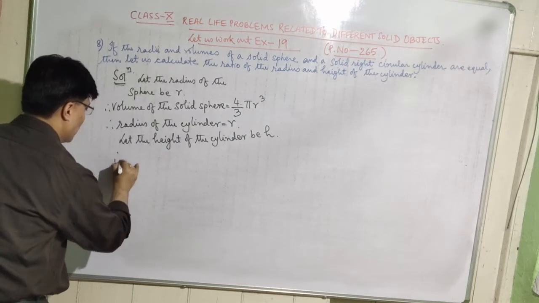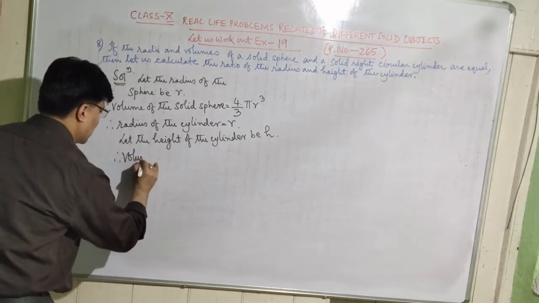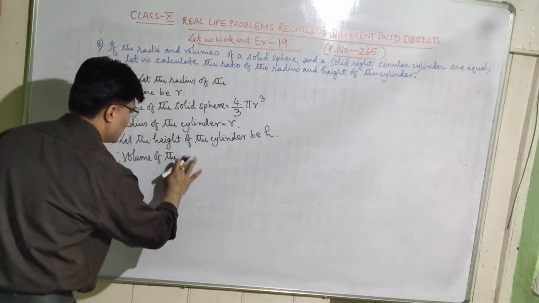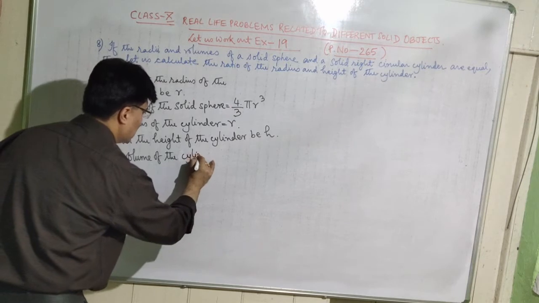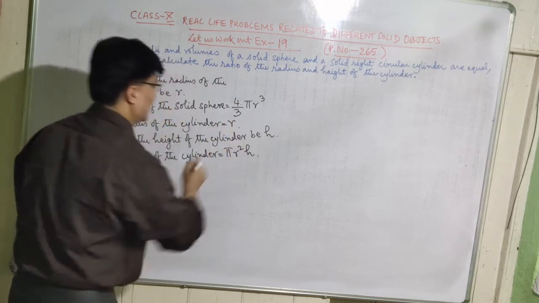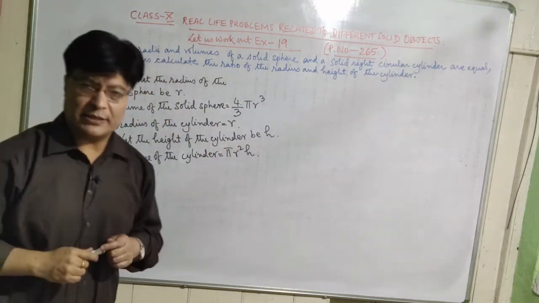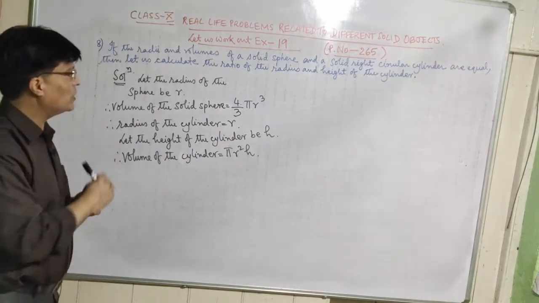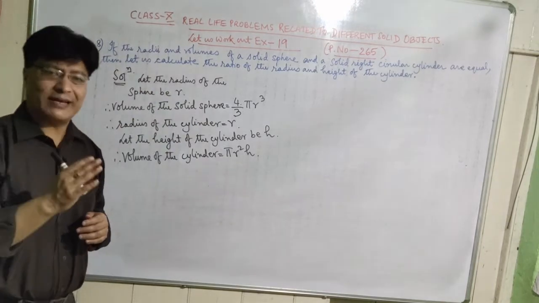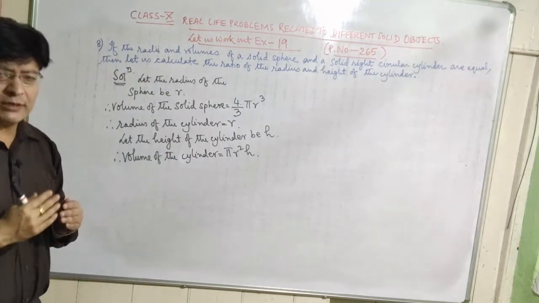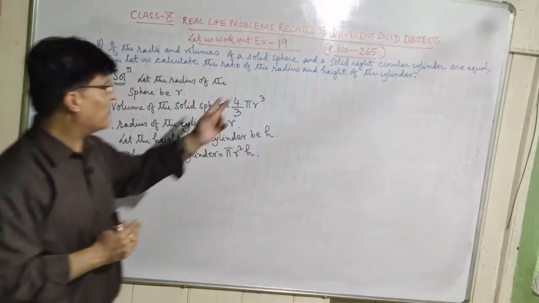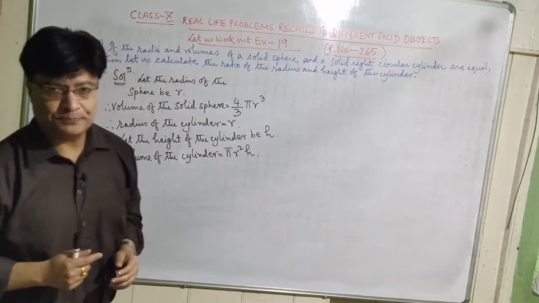Okay? So therefore, volume of the cylinder is equal to, what is the formula? It is pi r square h. So again, what is given in the question? Volume of the solid sphere is equal to volume of the solid right circular cylinder. And from this condition, you have to get the ratio of the radius and height of the cylinder. That means you have to find out r is to h also.